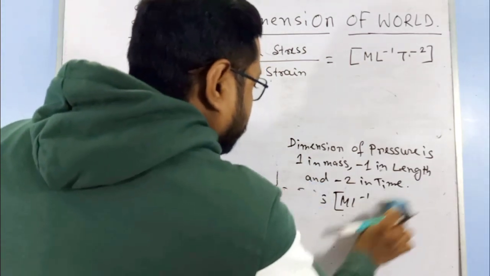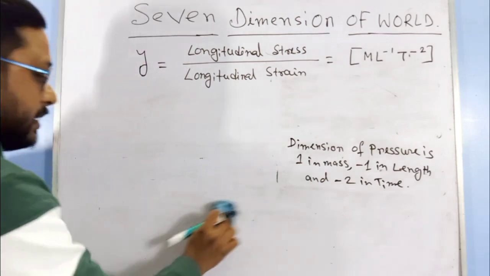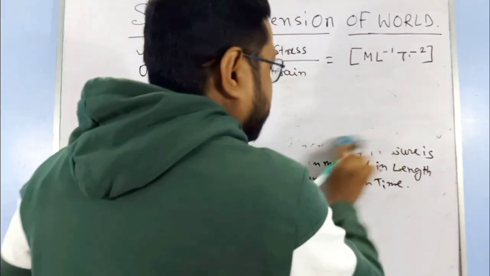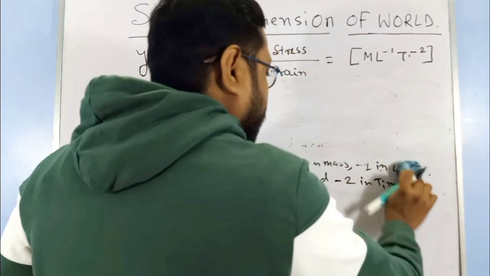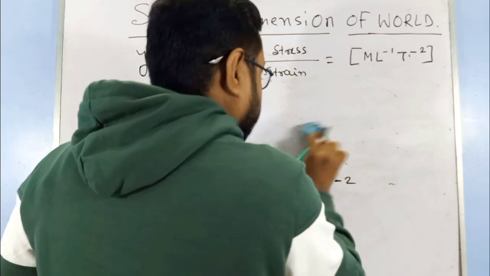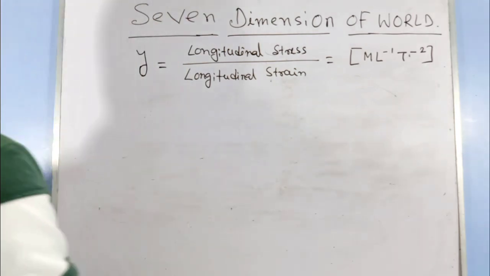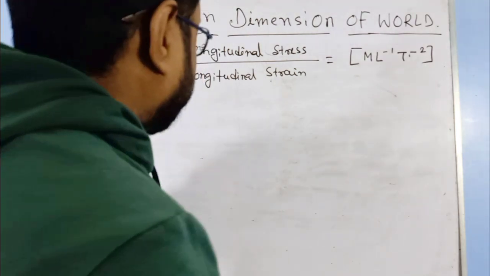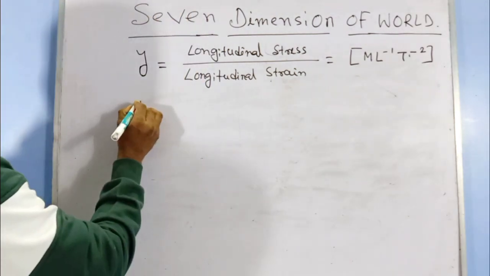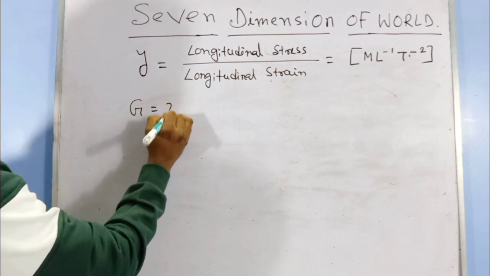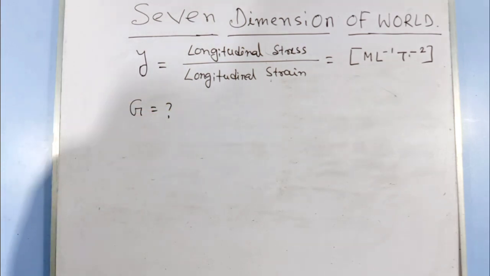Next we go with some uncommon dimensions. We know the dimension of area, pressure, volume. I know you know, but here we talk about some complex dimensions. Suppose we have to find the dimension of gravitational constant G. What is the dimension of G?